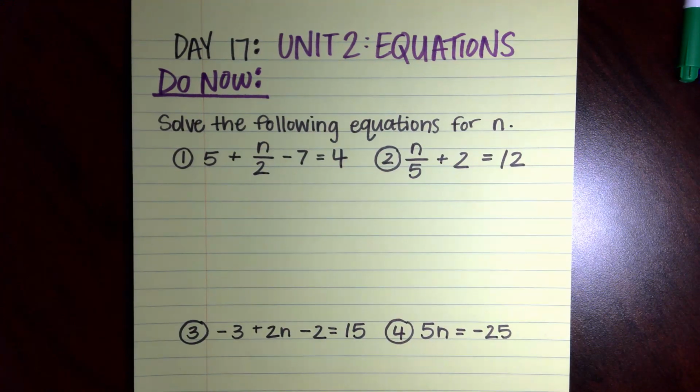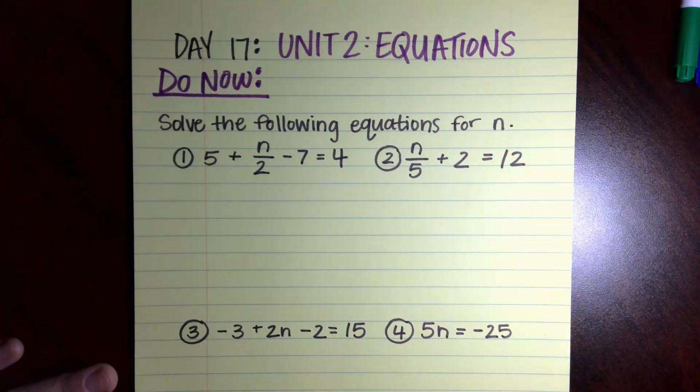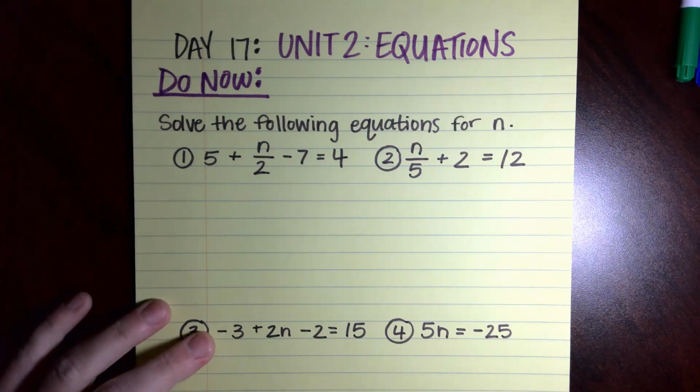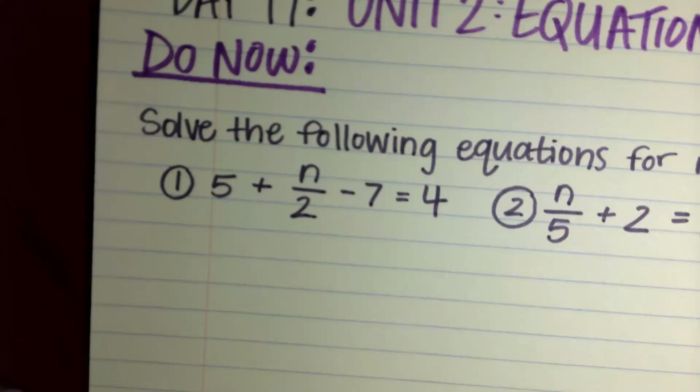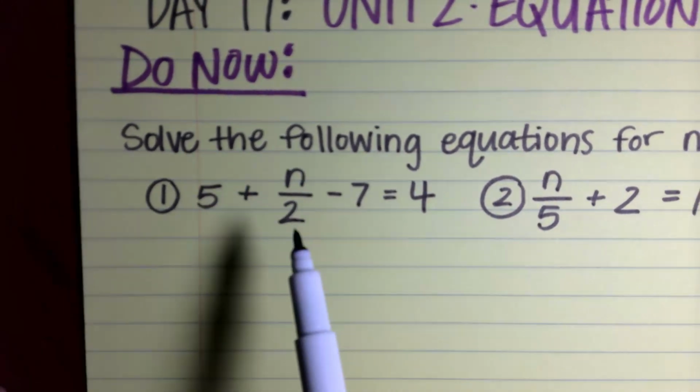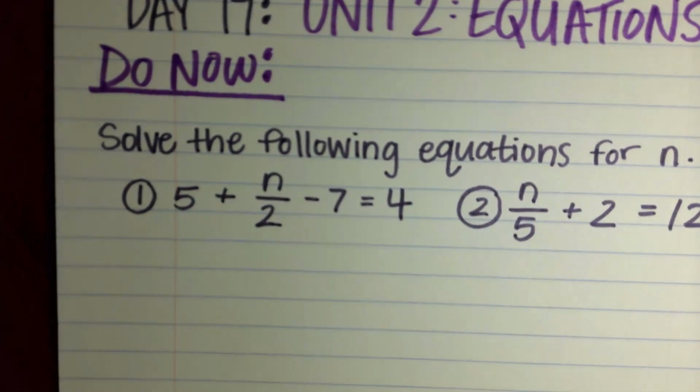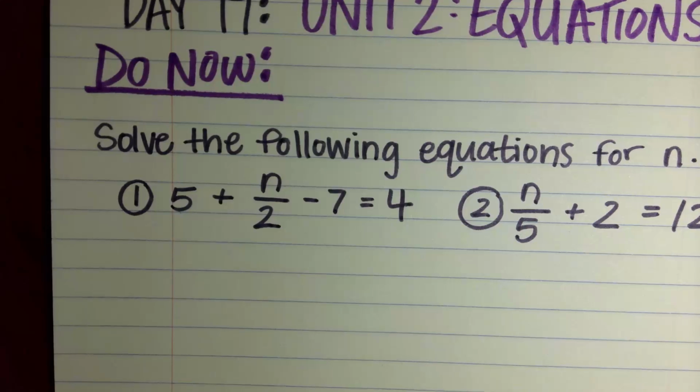Okay, here we go. For day 17, we are starting off by solving some multi-step equations. So some of them have one step, some have two, some have three or more. Let's look at number 1 first. I have 5 plus n divided by 2 minus 7 equals 4.